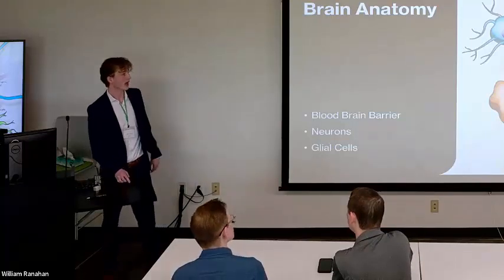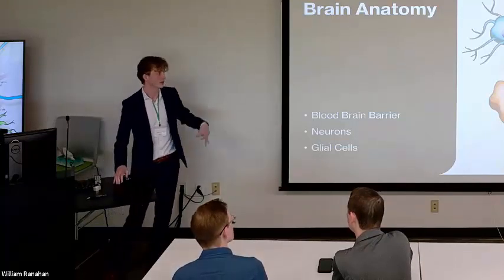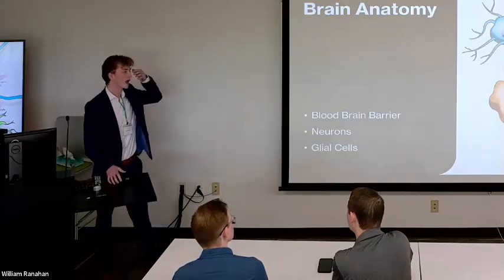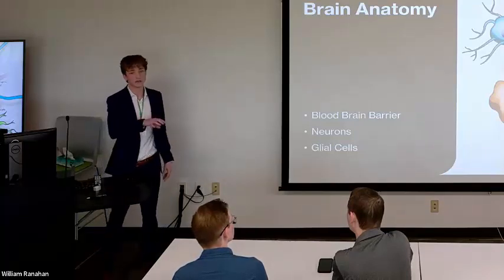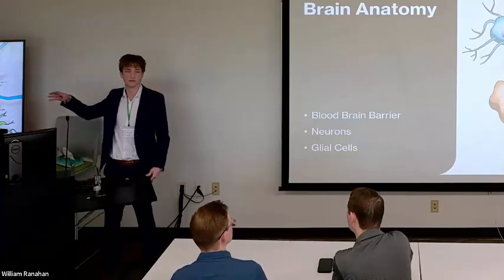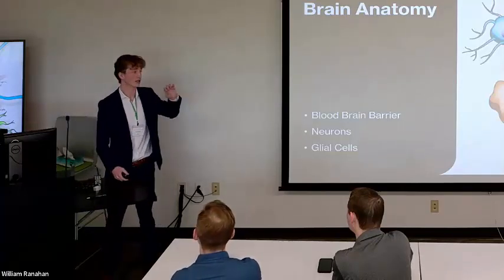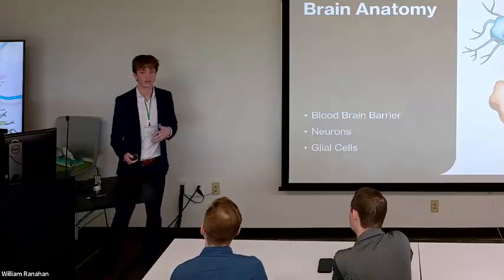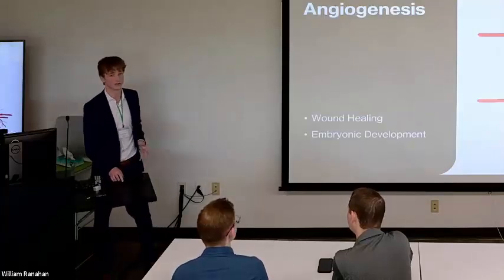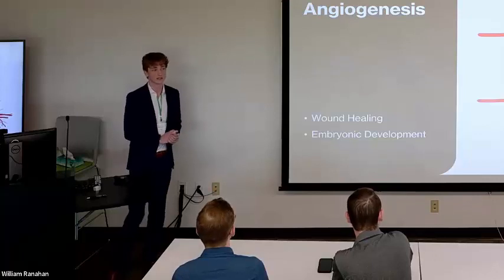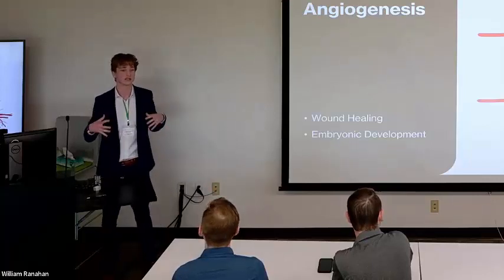But most importantly, astrocytes. These deal with pretty much everything from blood vessels to neurons. And the important thing about this is glioblastoma is also called level 4 astrocytoma. So this is the cancer of the astrocytes, which is a very aggressive cancer. And the reason why it's so aggressive is because of angiogenesis. Now, what is angiogenesis, you might ask? It's literally the creation of more blood vessels.